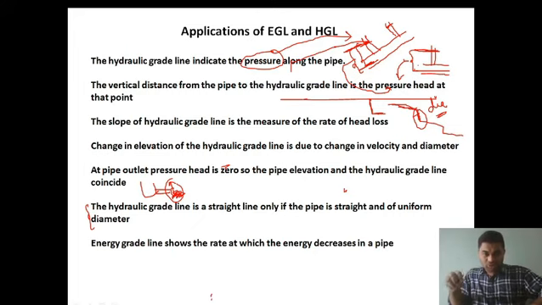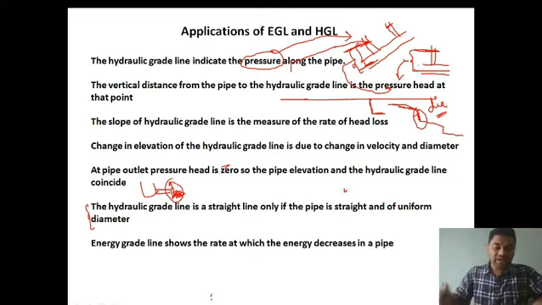The energy grade line shows the rate at which energy decreases in a pipe. What does our total energy grade line show? It shows the rate at which energy decreases in a pipe. Hope you have understood this concept.